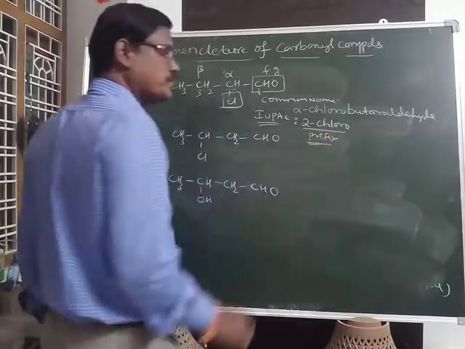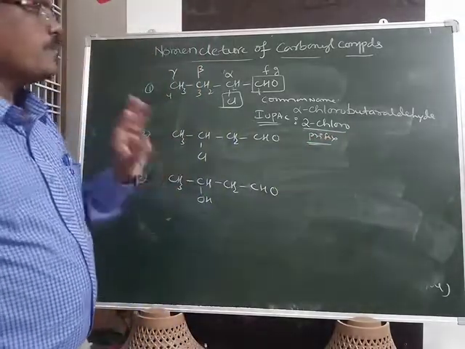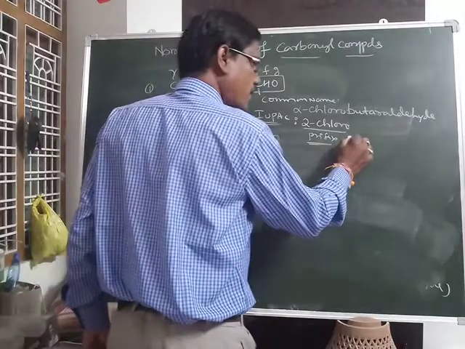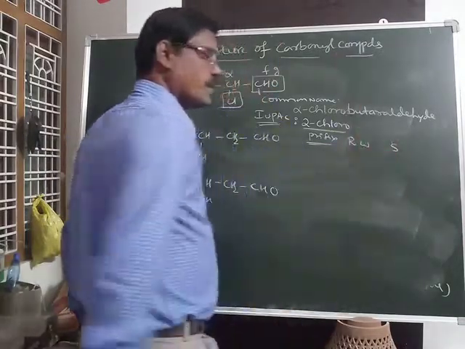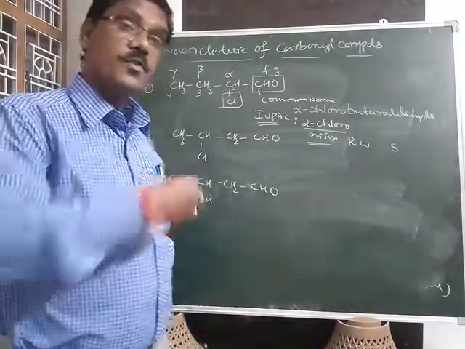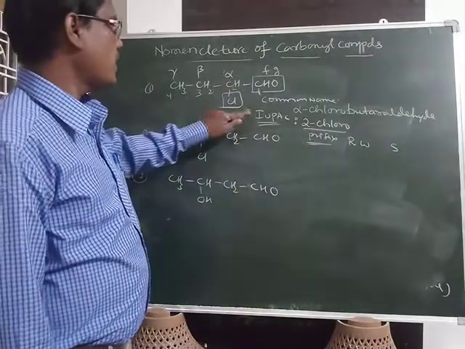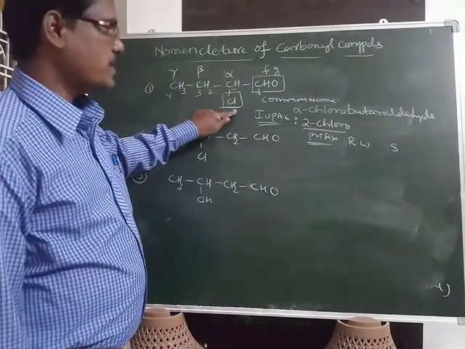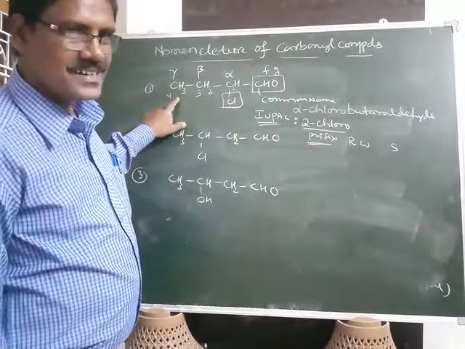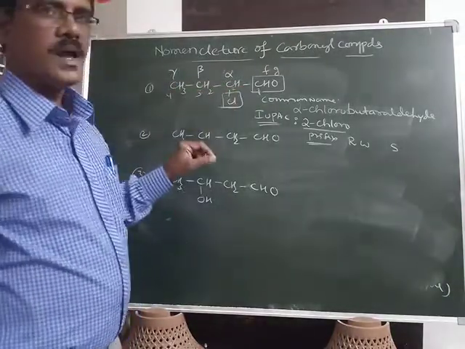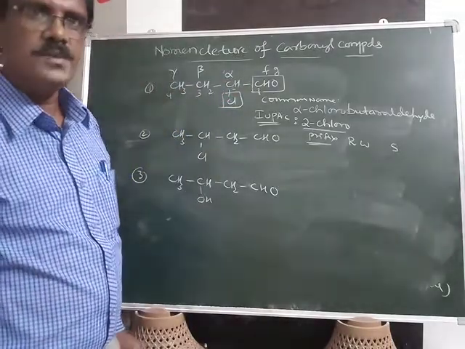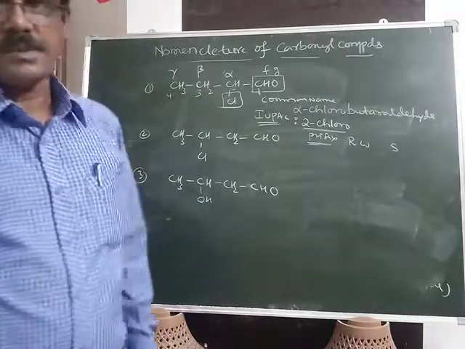In the IUPAC name, there are 3 parts. One part is the prefix, the second part is the root word, the third part is the suffix. The suffix we always write after the root word, and the prefix we always write before the root word. Here at 2 position chlorine is present, that's why 2-chloro. The remaining root word indicates the number of carbons in the parent carbon chain. 1, 2, 3, 4 carbons are present, that's why its name is but.